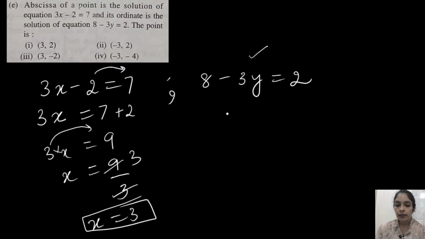Then that means abscissa's value is equal to 3. So in two options, the first option and the third option, it's there. So let's find the value of y also. So 8 minus 3y is equal to 2.